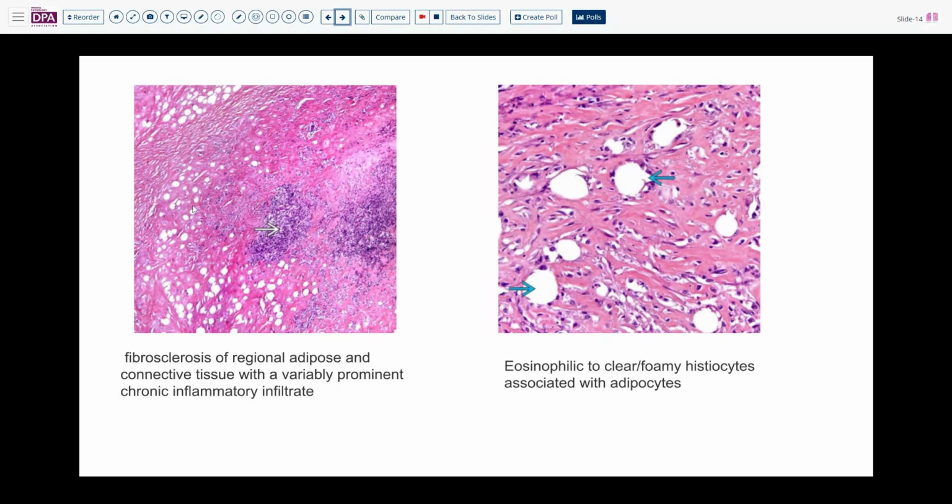And then at higher power, we can see this fat necrosis. They have thickening stroma between the adipocytes, and lymphoid aggregation. At higher power, we can see some foamy histiocytes trying to clean some of the debris, I think, from the adipocytes.